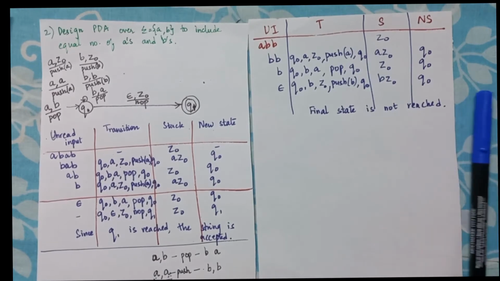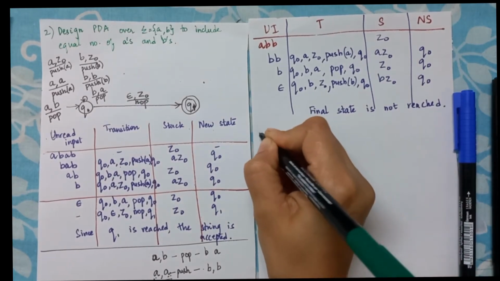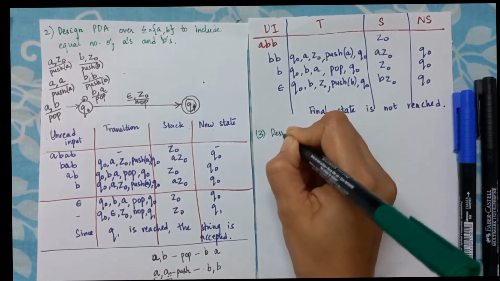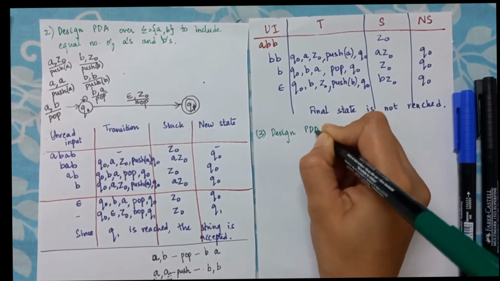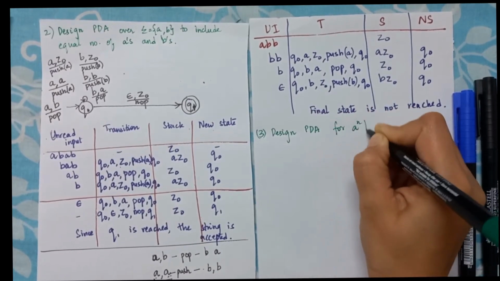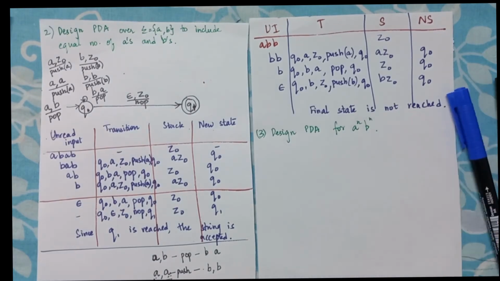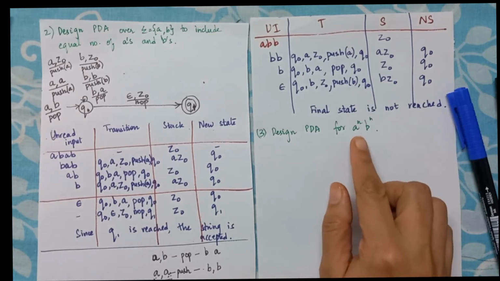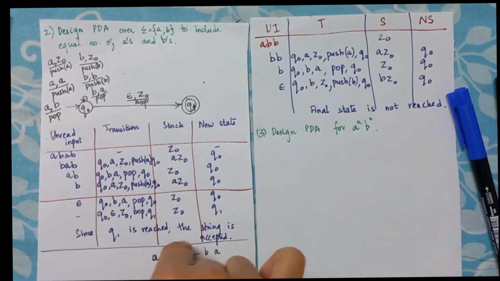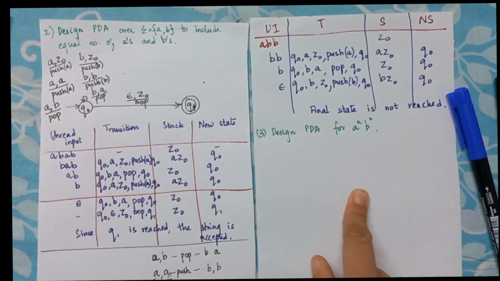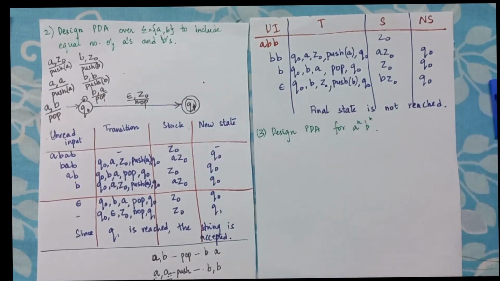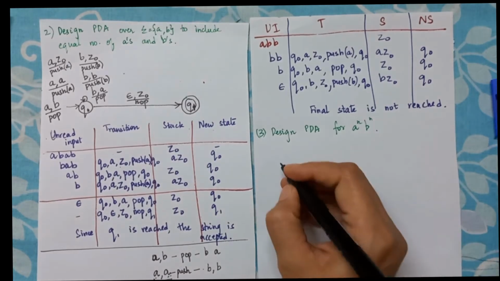Consider another question. Design a PDA for A power n, B power n. Here there is a sequence that is expected, that is, all the A's first and then all the B's. So how do I handle such a question?